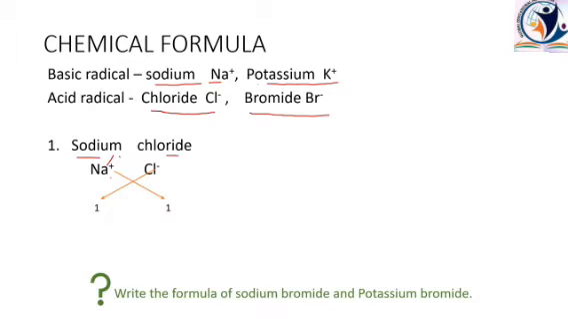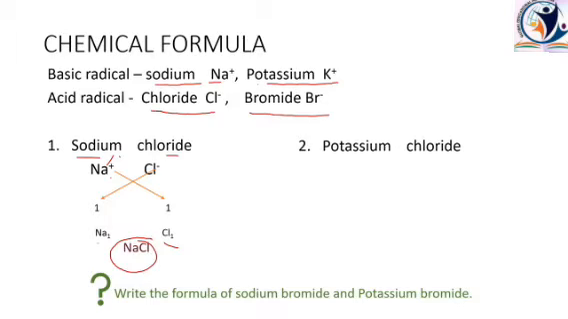So the positive charge of sodium, or plus 1 of sodium, will go to the right hand side, whereas the minus of chlorine will go to the left hand side. It is only the number that will exchange, not the plus or minus sign. So when we exchange, sodium will be written as Na1 and chlorine as Cl1, and therefore the final formula of sodium chloride is NaCl. This is how stepwise you can write the formula of a compound.